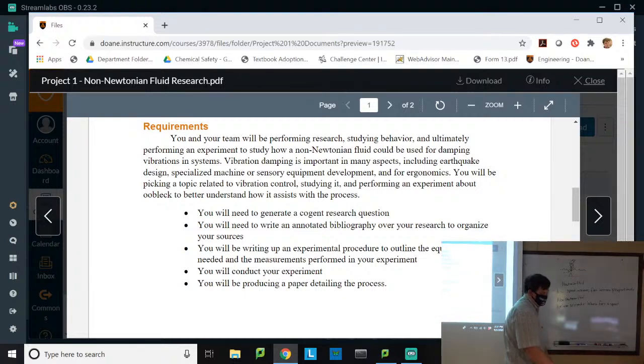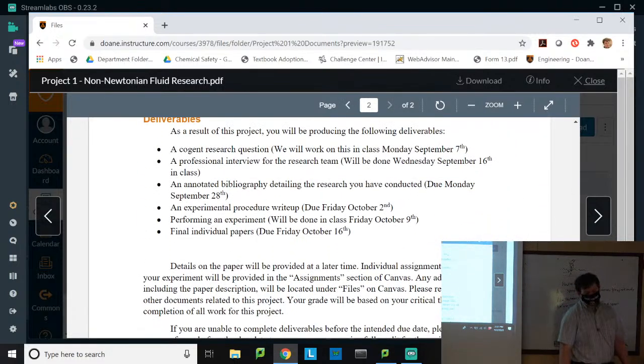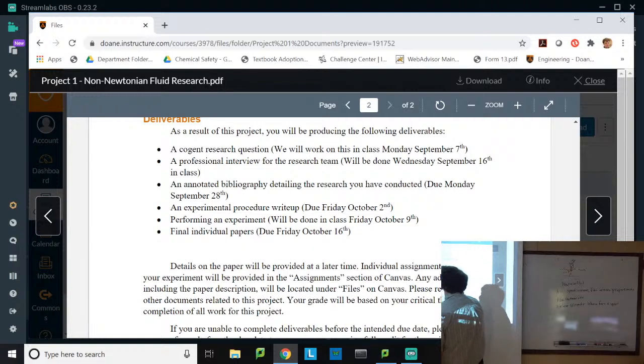As far as specific timelines and deadlines, next Monday, we will be generating a research question. We will be doing research in class. The culmination of this research will be an annotated bibliography. That's due 3 weeks from Monday.